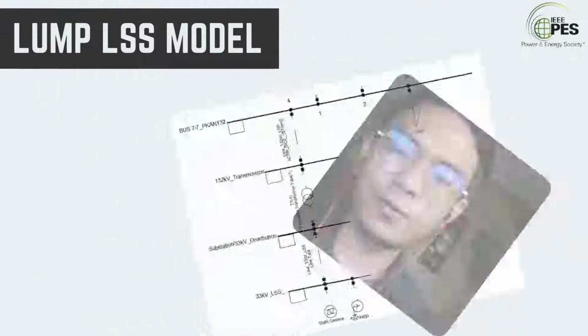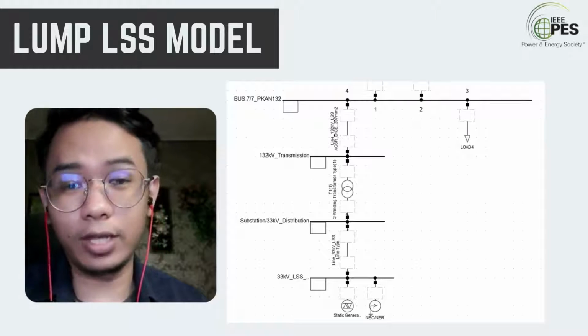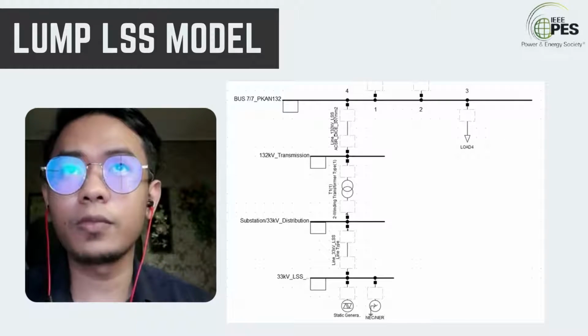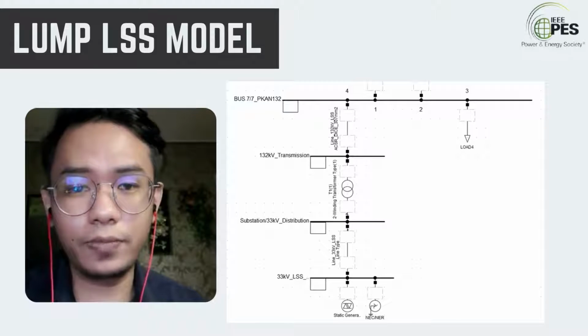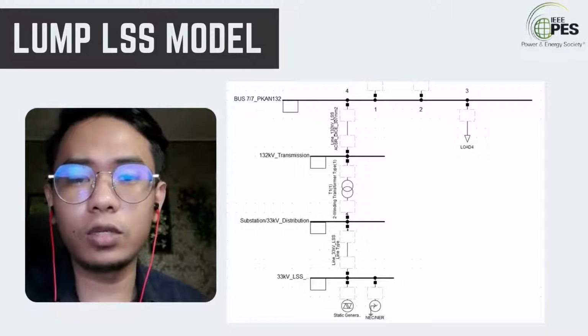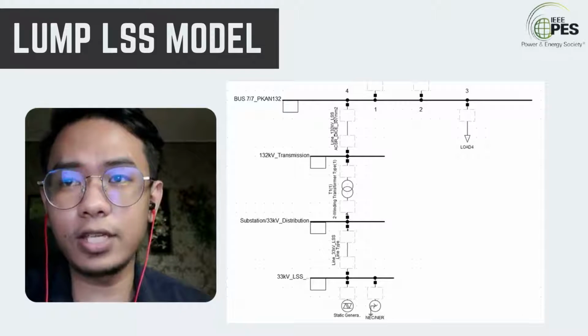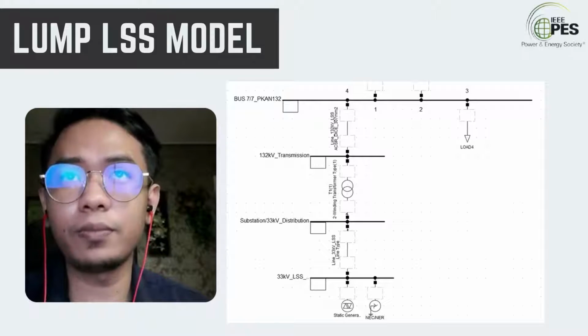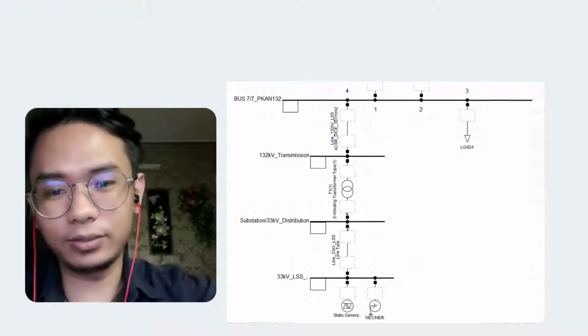Okay, so next is our LSS model. So this LSS injects 50 megawatt power to the grid system. And another important key we need to know is our transformers MVA sizing. So our transformers sizing is 75 MVA.